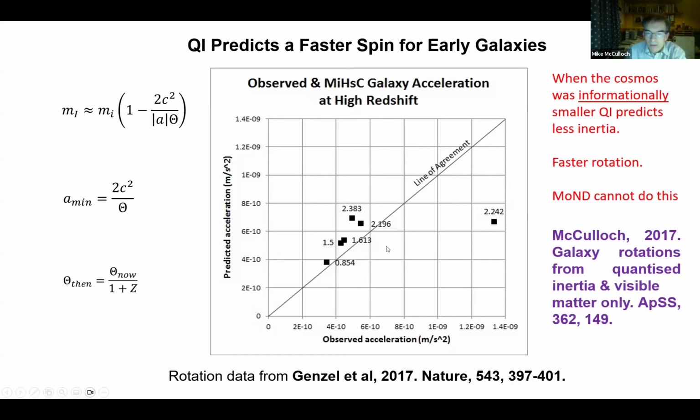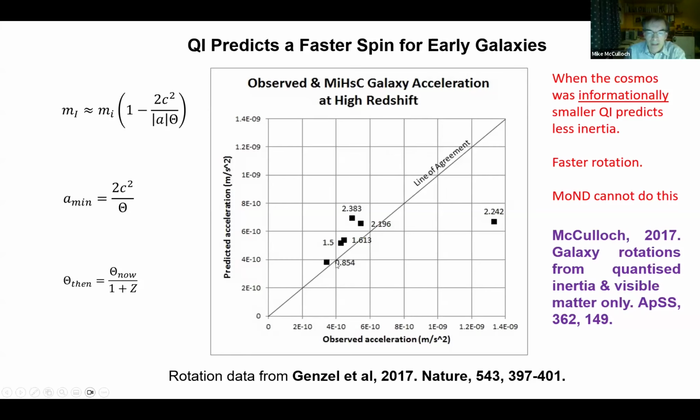So what I did was I looked at some data from Genzel et al., 2017 Nature, where they've looked at galaxies that are very far away, very high redshift, and so they exist in a universe that was much smaller. So I've plotted these on this graph with these dots. The x-axis shows the observed acceleration, and the y-axis shows the predicted one from quantized inertia.